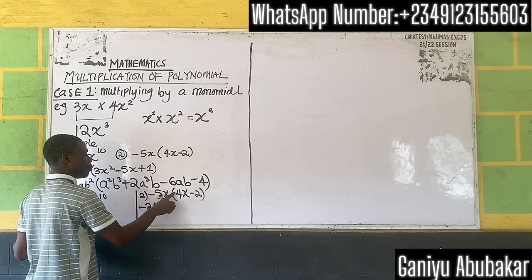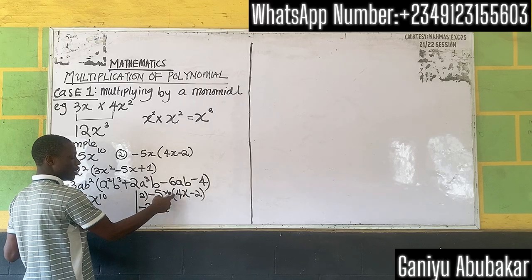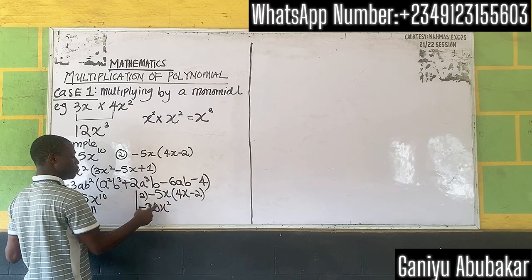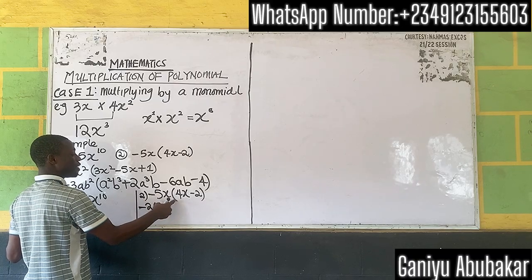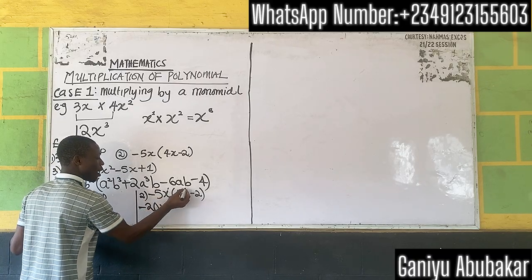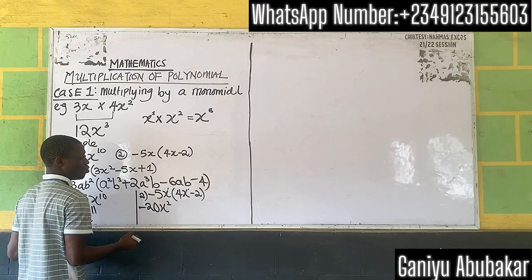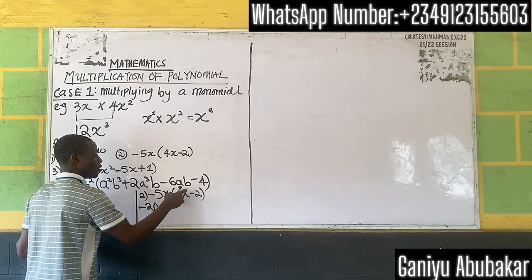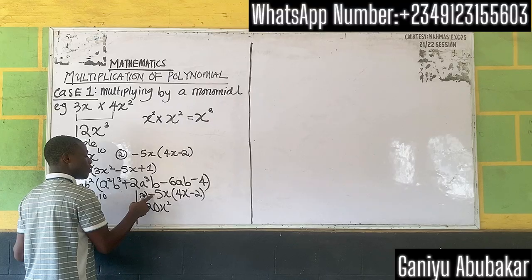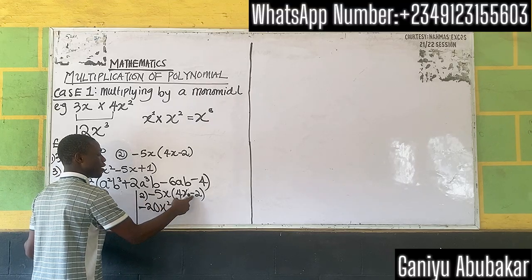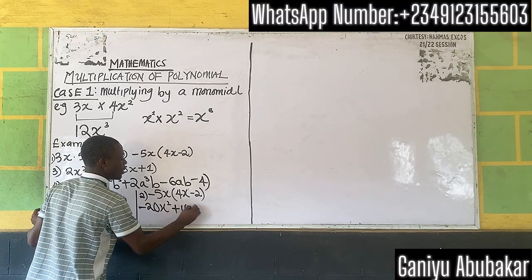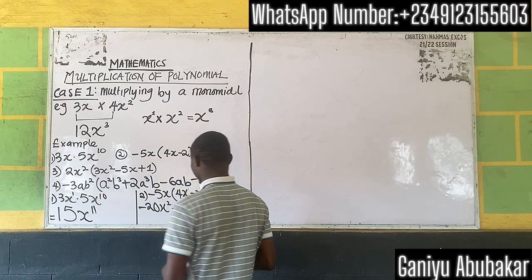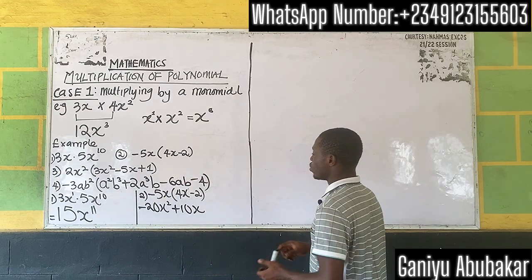Minus times plus gives you minus. There's an invisible plus here. So minus times plus gives you minus. 5 times 4 gives you 20. X times x, the power is 1 and 1, so 1 plus 1 gives you 2. So x times x gives you x power 2. Right? Next up, minus 5x times minus 2 gives you plus 10x. So this becomes your answer to question 2.